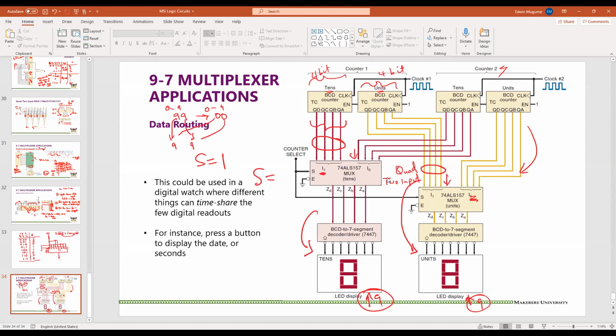If our S was 0 instead, we do not select that, we select this, and on that side we select that one. As you can see, this is the tens, so the tens will go through and get displayed here, and the ones of the same counter will go through and get displayed there. Please do some more reading about this, and next time we will look at how to demultiplex and go to something new in our progression on the course.